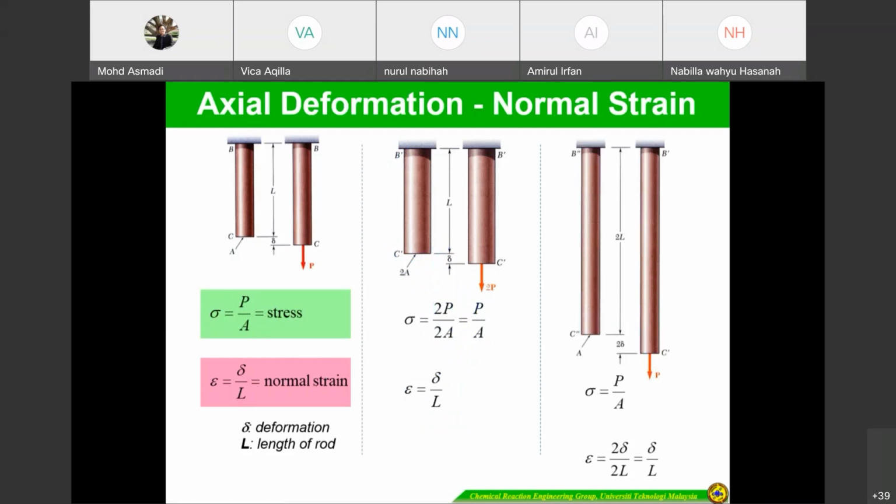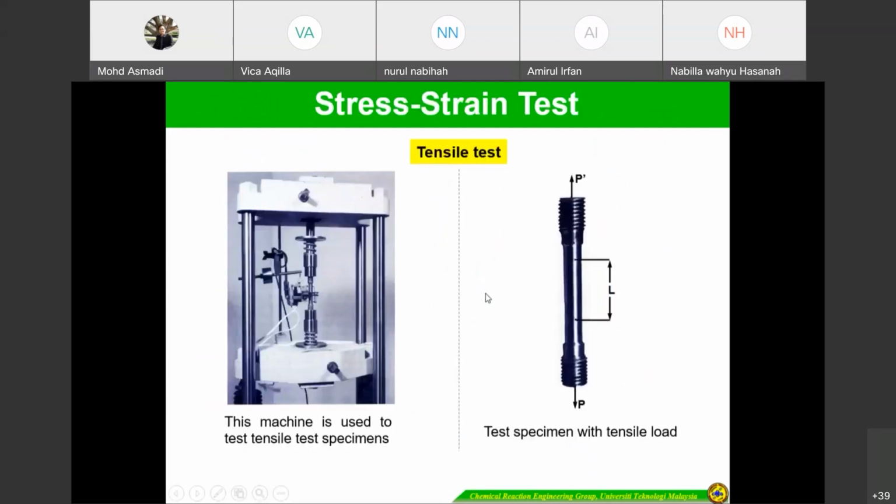From this one, actually, we can define the normal strain under axial loading. This is the deformation per unit length. So this is what we can define as the normal strain, just based on this graph. So how can we measure these deformations or the normal strains by using the machines, the tensile machine?